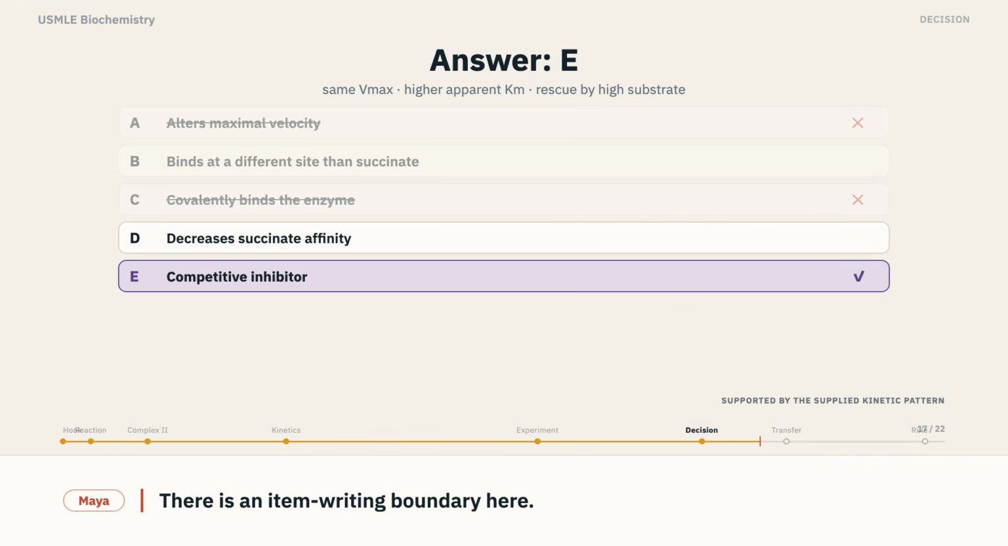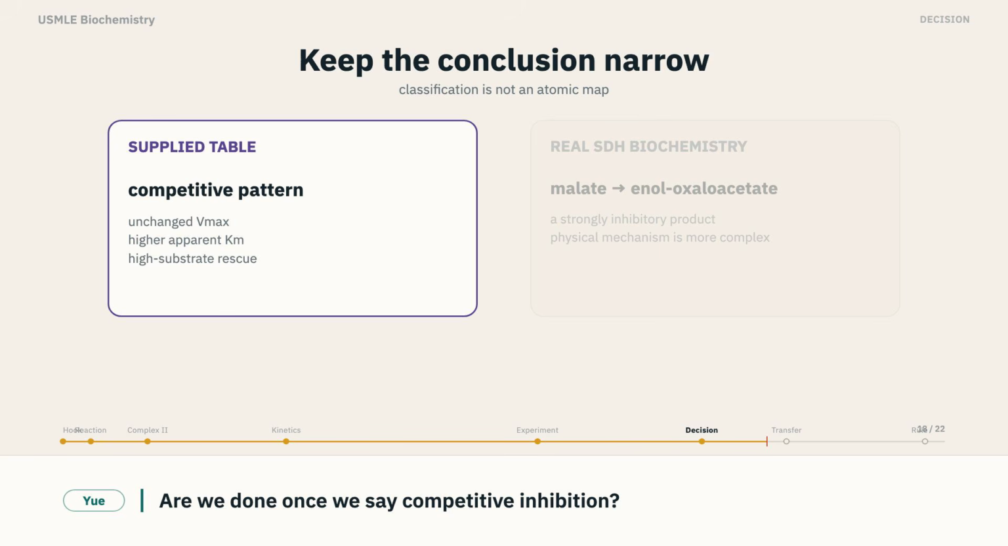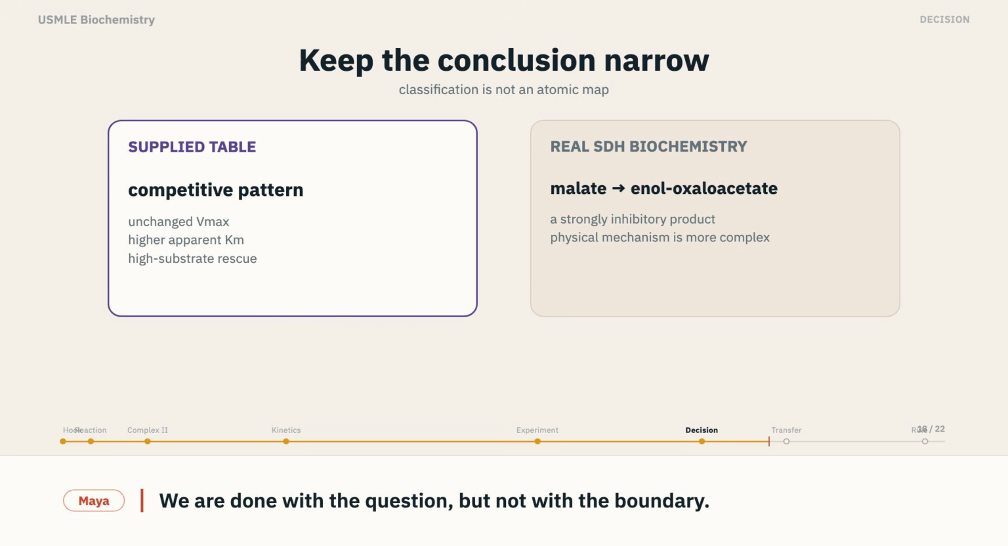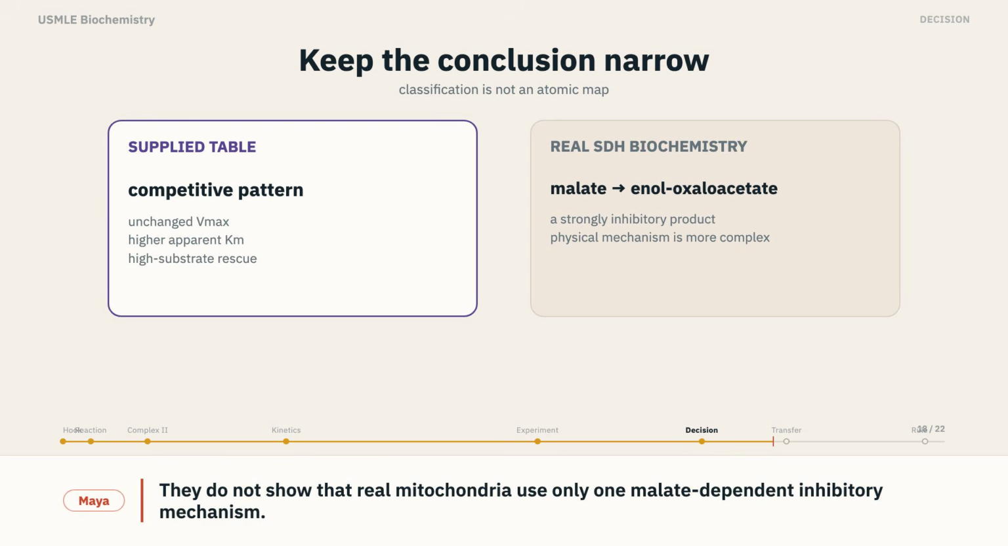There is an item writing boundary here. If D said lower apparent affinity, both D and E would be defensible, and this would be a weaker question. As written, D leaves out the qualifier that makes the claim precise. Are we done once we say competitive inhibition? We are done with the question, but not with the boundary. The data support a classical competitive inhibition pattern under the supplied conditions. They do not show that real mitochondria use only one malate-dependent inhibitory mechanism.